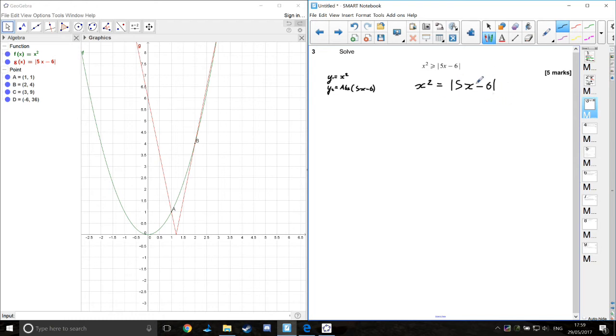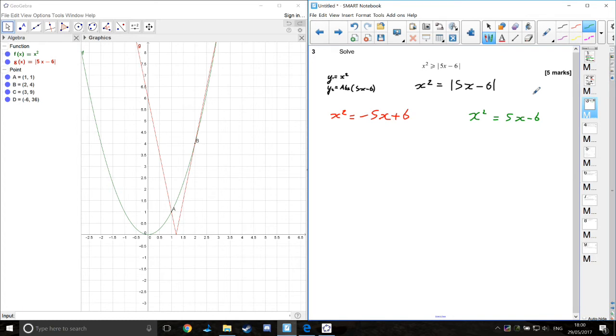To get rid of mod brackets, all you need to do is effectively square it and square root it, and you get a positive and a negative answer from your mod. So what we're going to have is we solve two equations. The negative one, which is, well, x squared is equal to the negative of all this, so that's minus 5x plus 6, and the positive version, which is x squared, is actually equal to 5x minus 6.